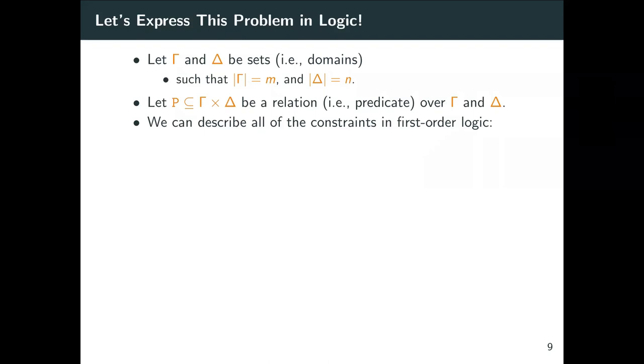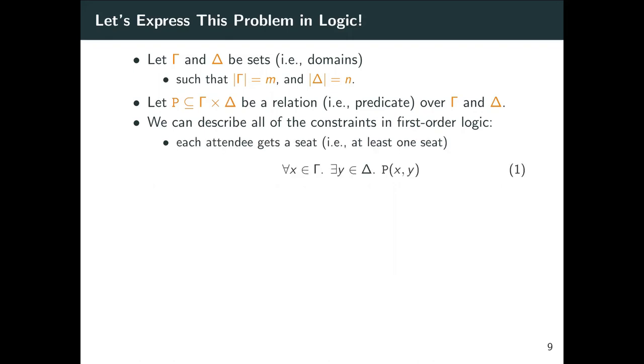Now, we can model such a counting problem in logic. So we have two sets, or two domains, that model the attendees and the seats. And we have this predicate P that models the seating assignments. Now, we add a constraint saying that each attendee gets at least one seat. So for every element in gamma, there is an element in delta, such that they are paired together.